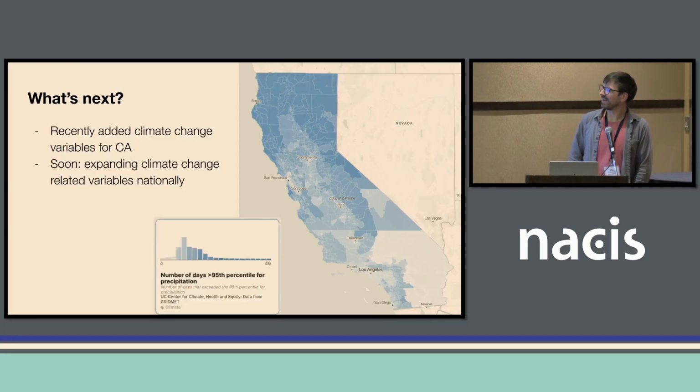Next steps. The Health Atlas currently has climate change variables for California that we just added. We're looking forward to expanding that nationally. So that's what's coming next.